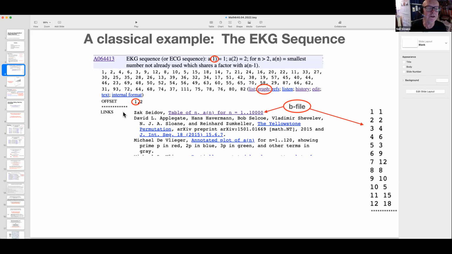And the other thing you notice, very often, the first link is what we call a B file, which is more terms than you get in the data section. Typically 10,000 terms, sometimes more, sometimes less if we don't know many terms. So the B file is a numbered list of the terms, typically 10,000 terms.